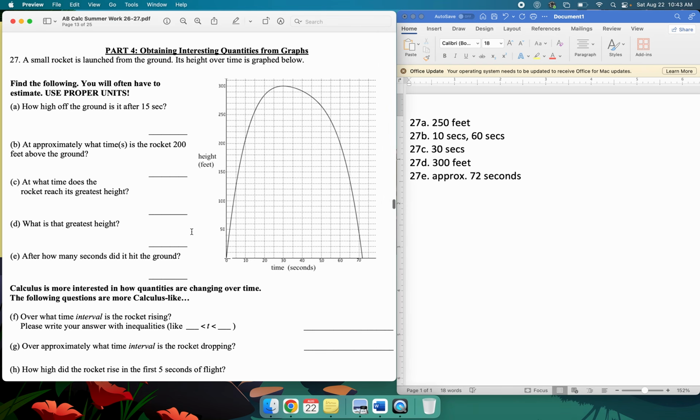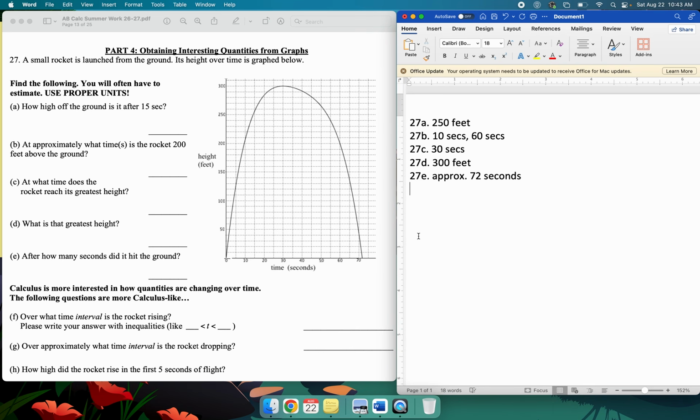Okay, 27F. Over what time interval is the rocket rising? So that's when the graph is going up, which would be from 0 to, so it's the time interval t between 0 and 30. 27G, over approximately what time interval is the rocket dropping? That's from 30 seconds in to the end, 72. So I'd say like 30, t between 30 and 72.